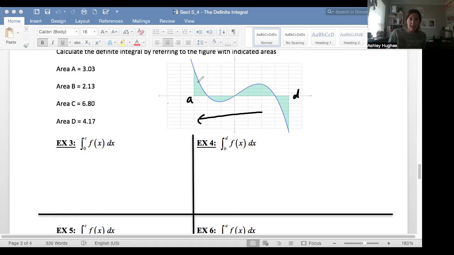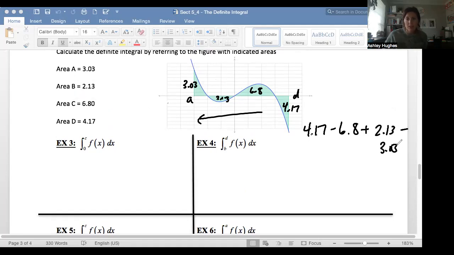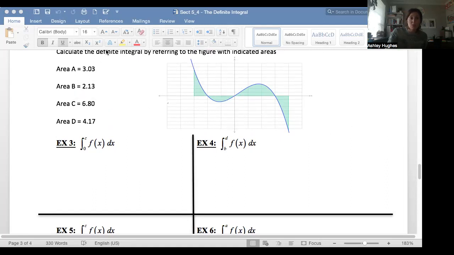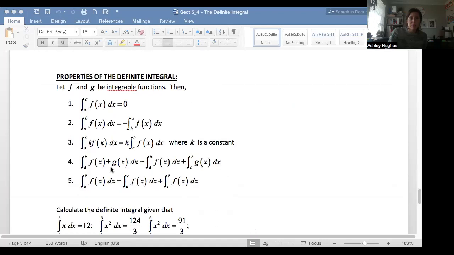And so what's going to happen is you're going to count everything as opposite. So that's 3.03, this is 2.13, this is 6.8, and that's 4.17. But then going backwards, below is positive. So it would be 4.17 and then minus 6.8 and then plus 2.13 and then minus 3.03. And then you would simplify that only because you're going backwards. You always read this from bottom to top.